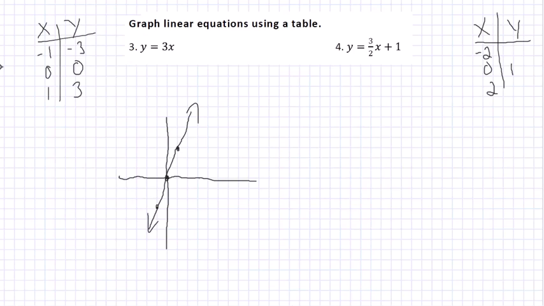-2, 0, and 2. And so -2 times 3/2, the 2s cancel, so that's -3 plus 1. -3 plus 1 is -2. And you put in a 2, the 2s cancel, you get 3 plus 1, which is 4. All right, and then we're going to go ahead and put that on a graph.